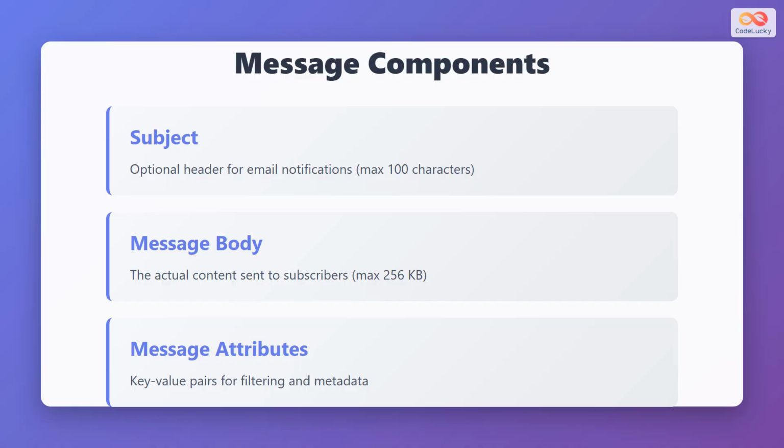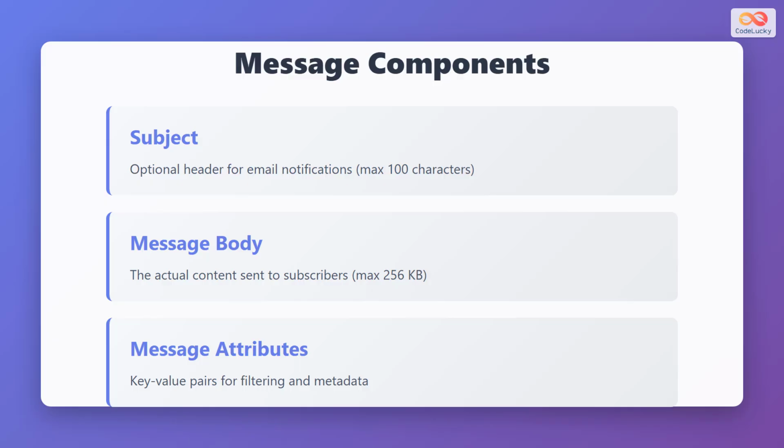Every SNS message consists of three main components. The subject is an optional header that's primarily used for email notifications and has a maximum length of 100 characters. The message body contains the actual content you want to send to your subscribers and can be up to 256 kilobytes in size. This is where you put the core information you want to communicate.